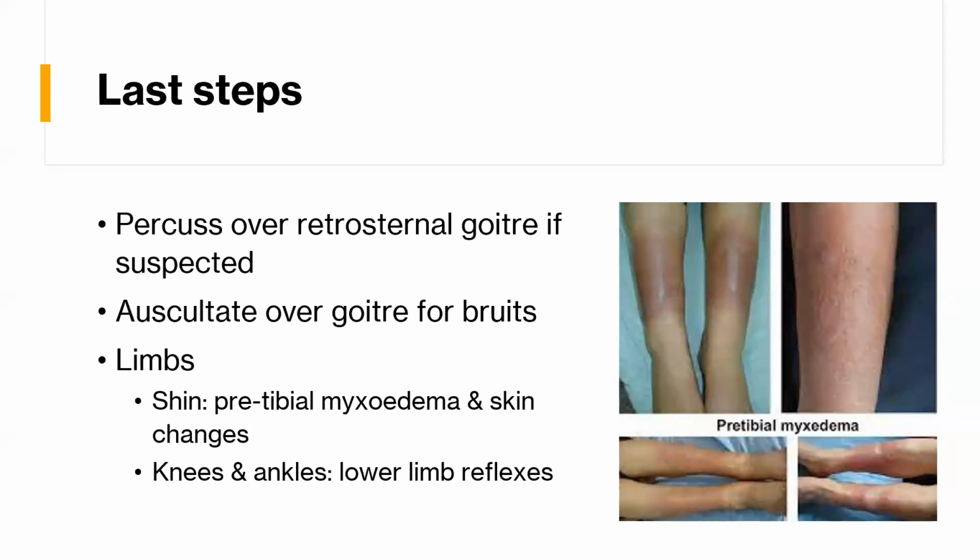Is it more hyper-reflexive or hypo-reflexive? And then next, check the ankles as well. The patient can put their knee up on the chair and just relax their ankles, and you can feel the reflexes, or you can put them on a bed and check their reflexes.